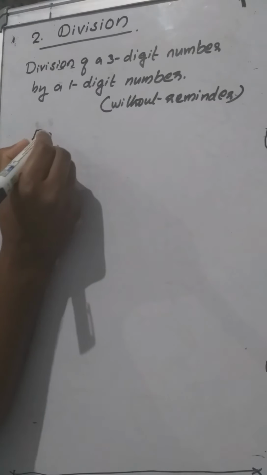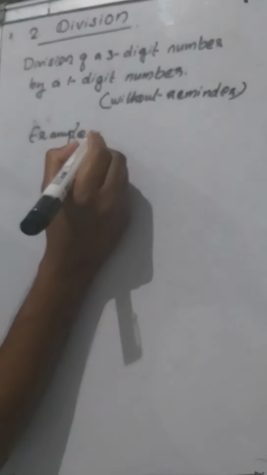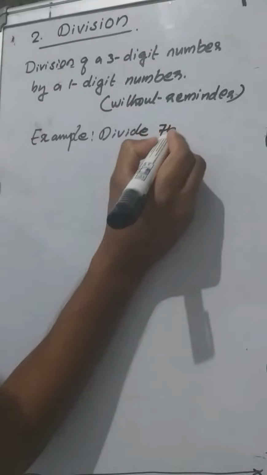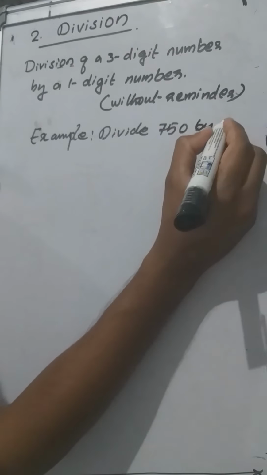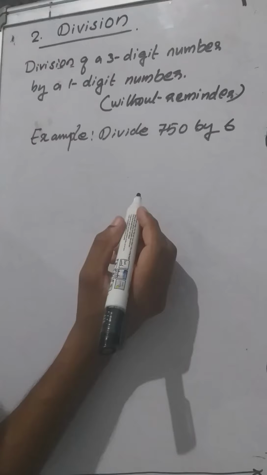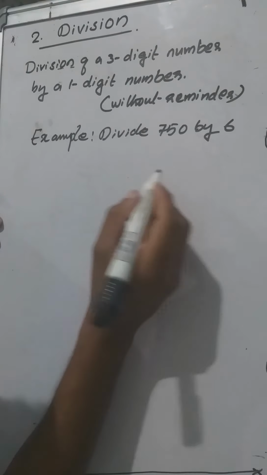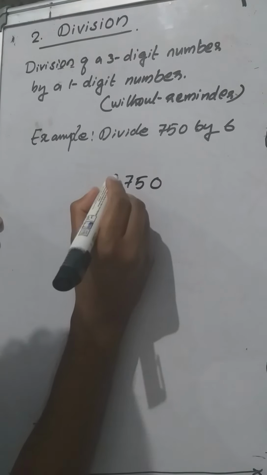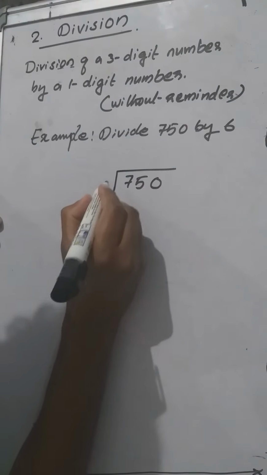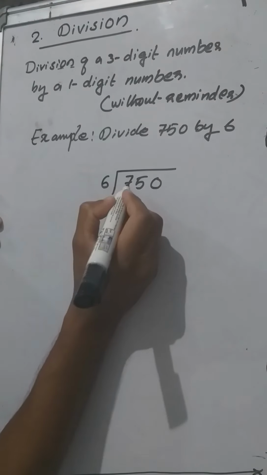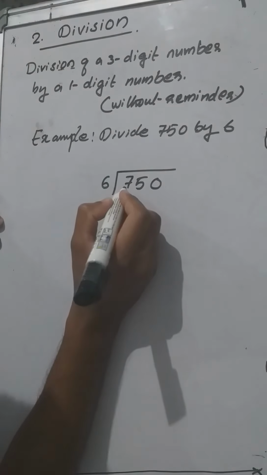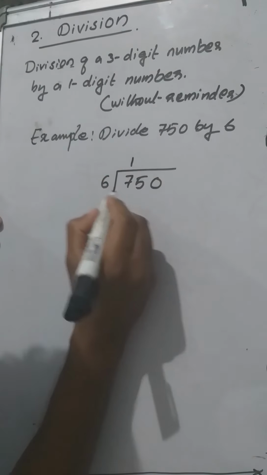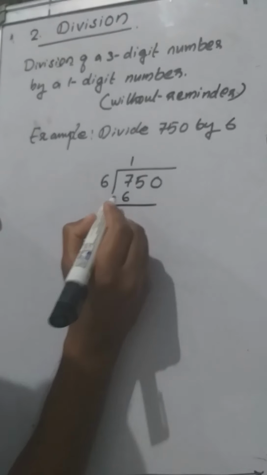Example, divide 750 by 6. The steps and procedures are very similar to the previous examples. 750 divided by 6. First we have to check how many 6s are included in 7. So we can see that 1 6 is 6, very near to 7.